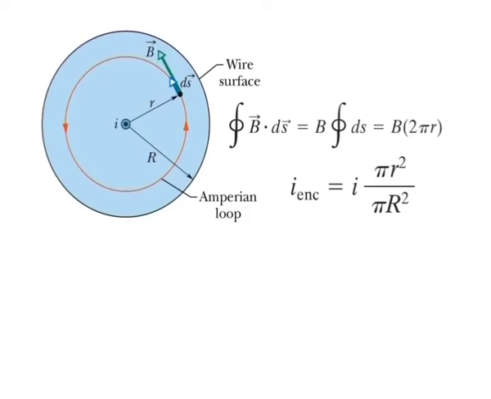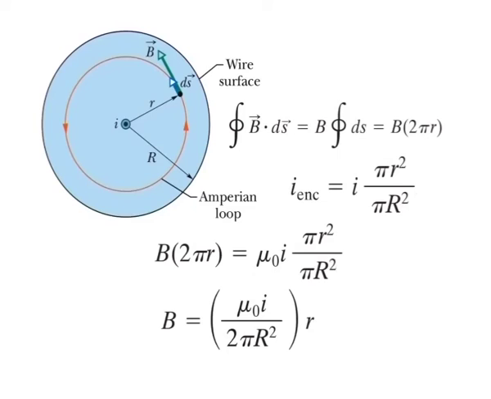Then Ampere's law gives us B into 2 pi r is equal to mu 0 I into pi small r square divided by pi capital R square, or B is equal to mu 0 I divided by 2 pi into capital R square, whole multiplied by small r. Thus, inside the wire, the magnitude of the magnetic field is proportional to small r, is 0 at the center, and is maximum at small r equal to capital R, that is, at the surface.